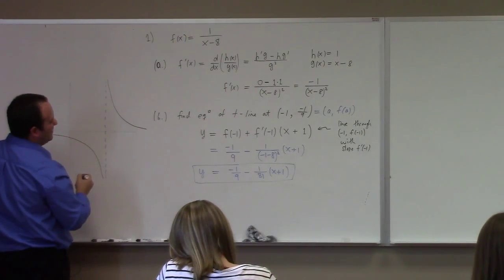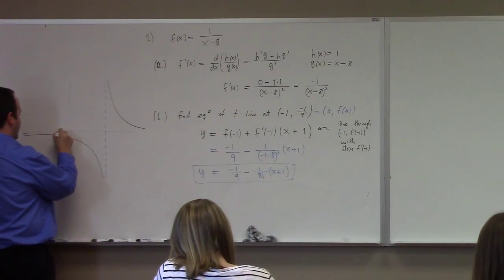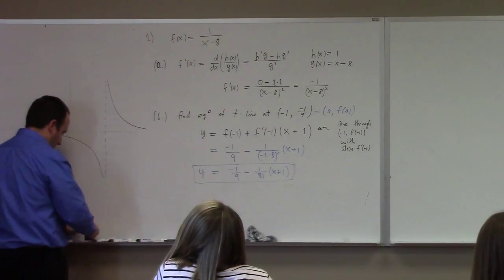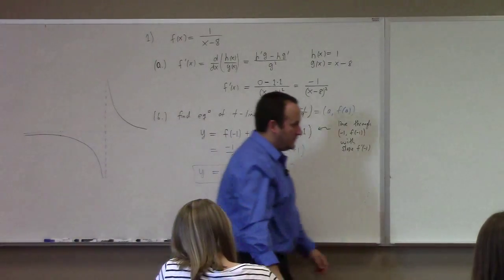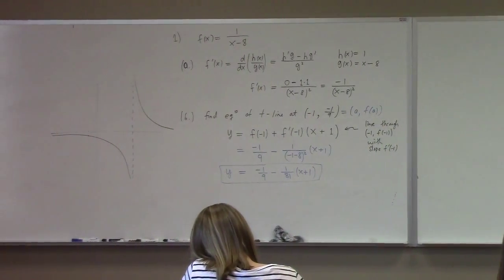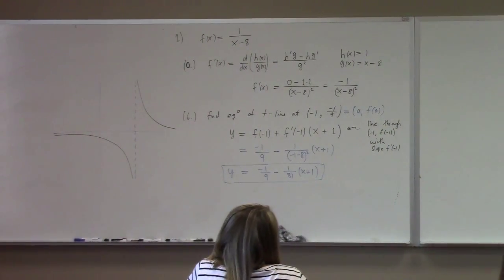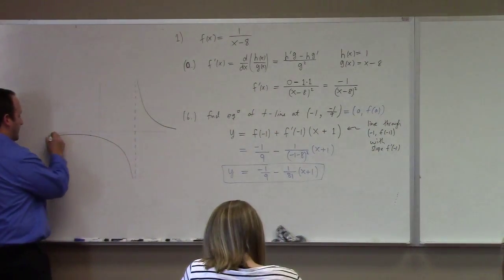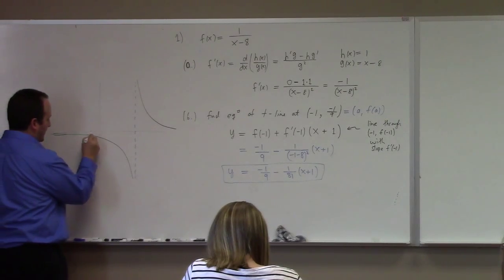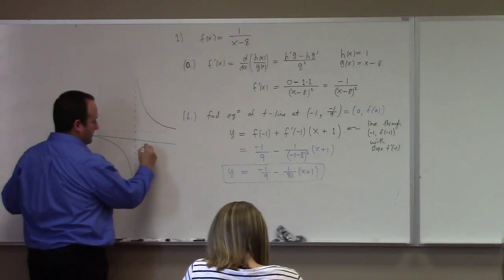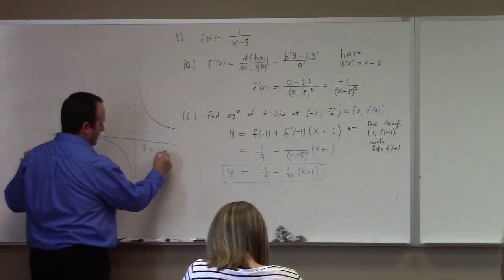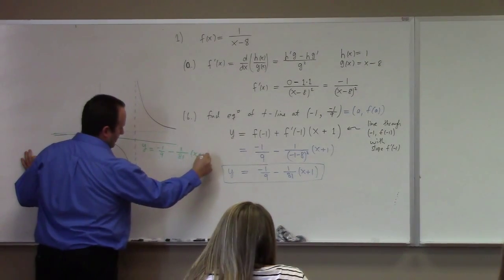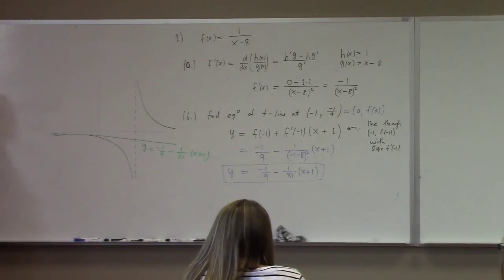Where was it? -1. So roughly speaking, here's your point of tangency, and the tangent line is something like this. The slope is shallow and negative, -1/81st. It's nearly horizontal, as you can kind of see from my poor sketch. Here's your tangent line. So there you go, something like that.